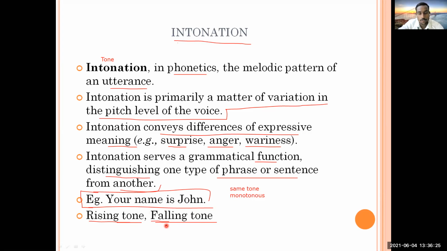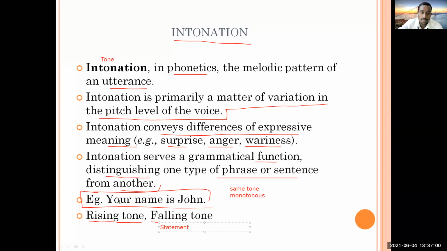When I say your name is John, you're going to get this as just a statement that you're telling someone, or you're just saying that this is one person and his name is John, because this is one plane, or I will say, rising tone. Your name is John. So right now you just said it with a falling tone, and that was a statement.